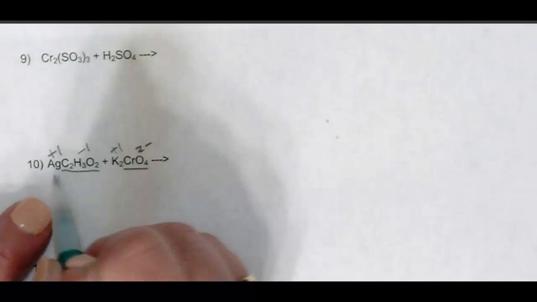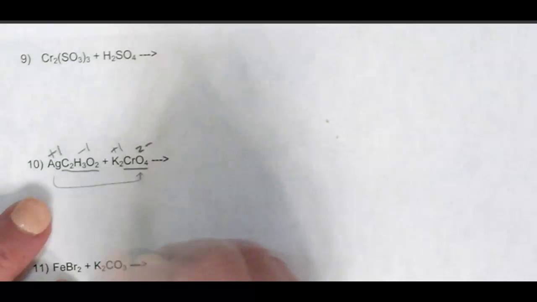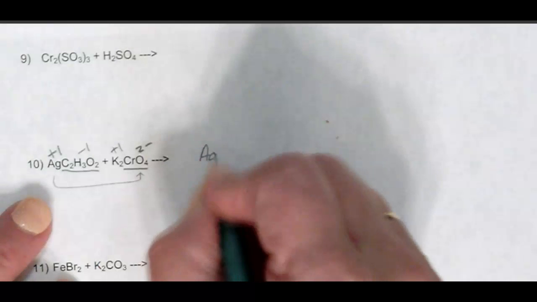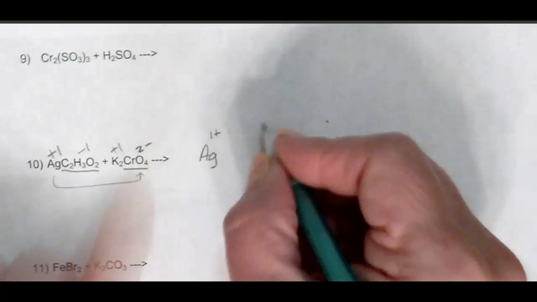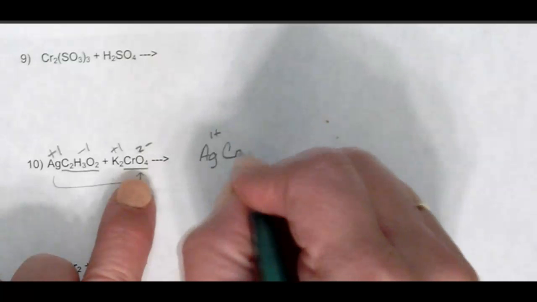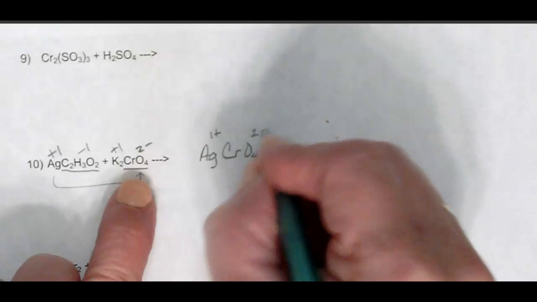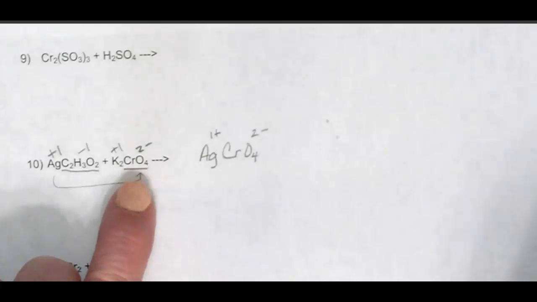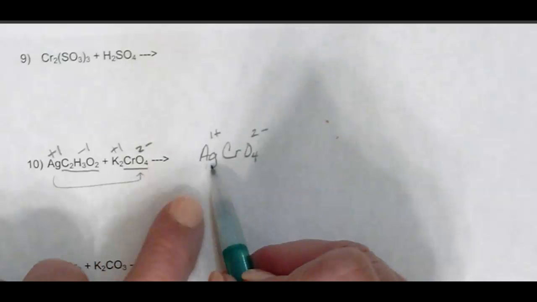So our positive is going to attach to our negative. So I have silver, which is a 1+. I have chromate, which is a 2-. Now this goes back to what we were doing earlier. If you watch the other videos on naming, I have 2 negatives. I only have 1 positive. So I'm going to need, if you think of it this way, another positive. So I have 2 there. Now I'm not going to leave that there. I'm just going to write a 2 here to show that. And then I would probably get rid of that. Okay.